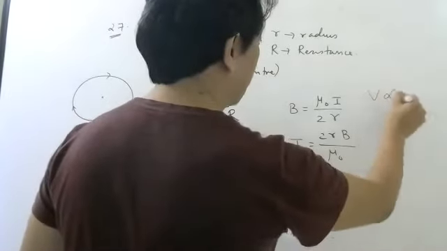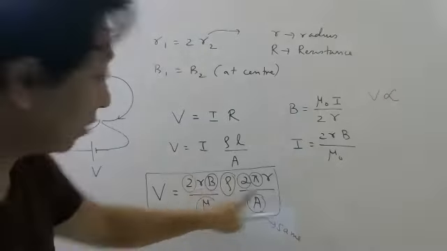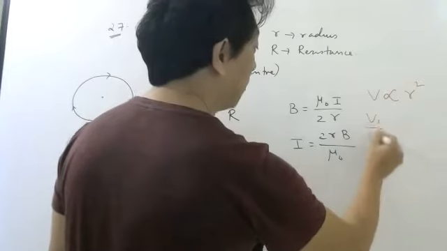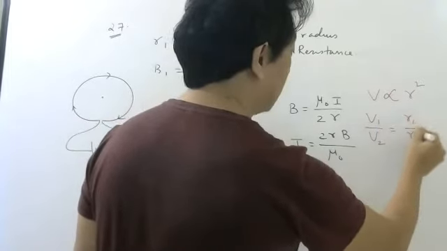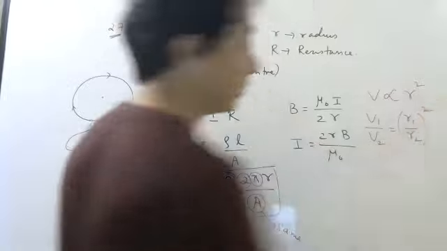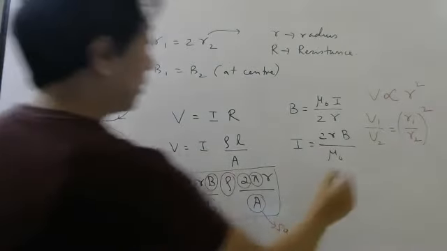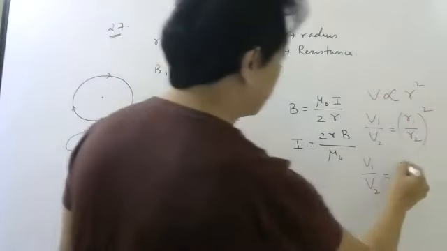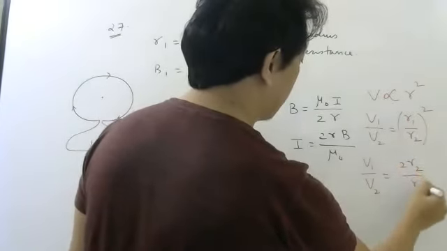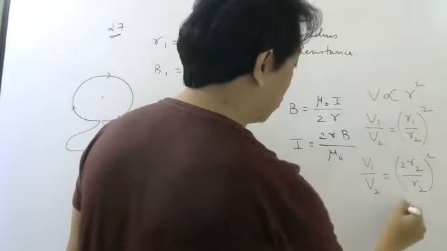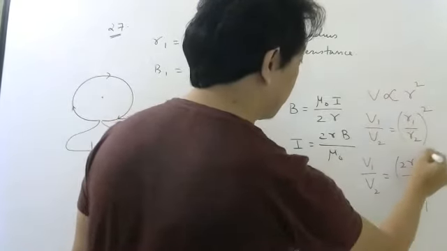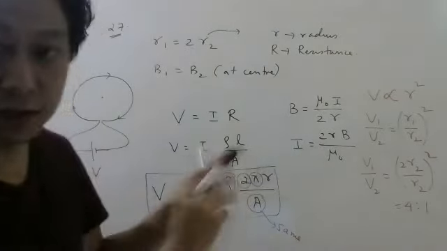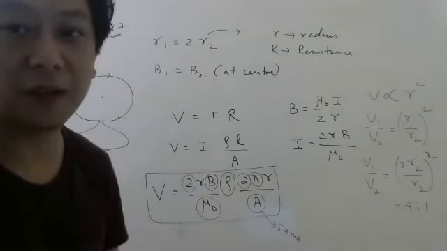Potential difference is proportional to what? Here one radius, here one radius, so it will be proportional to radius squared. So V1 by V2 will be R1 by R2 whole square. Now students, V1 by V2 will be R1, they told twice of R2, by R2 whole square. So the ratio will be 4:1. So it's a good question, a little bit of current electricity combined with the magnetism chapter.